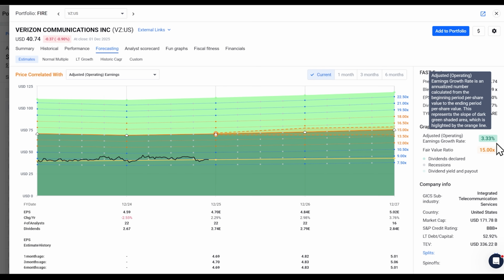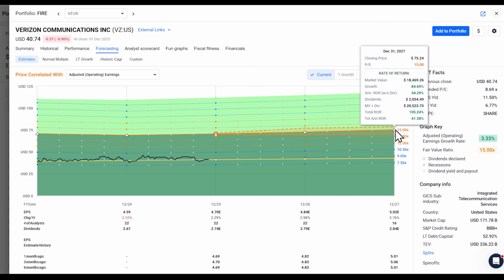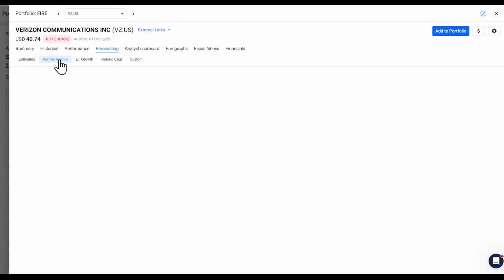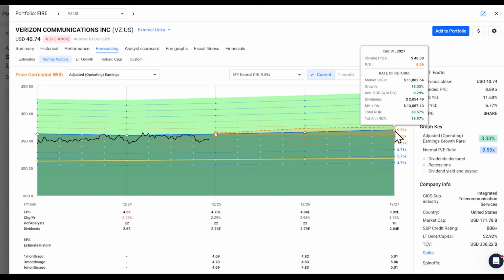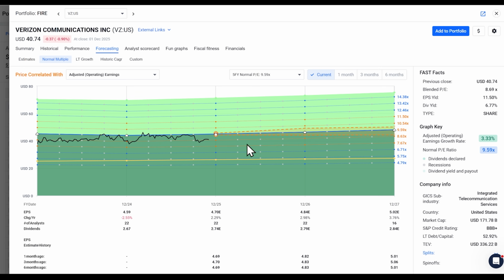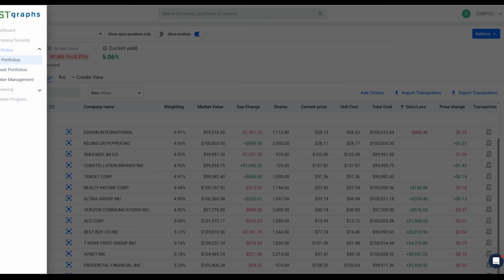This is only expected to grow at around 3 1/3% a year, but I do believe it's worth 15 times earnings. That would be a 41% rate of return. The market's been putting a discount of about 9.5 times earnings, which would still give me a 17% annualized rate of return, and it would still be undervalued.